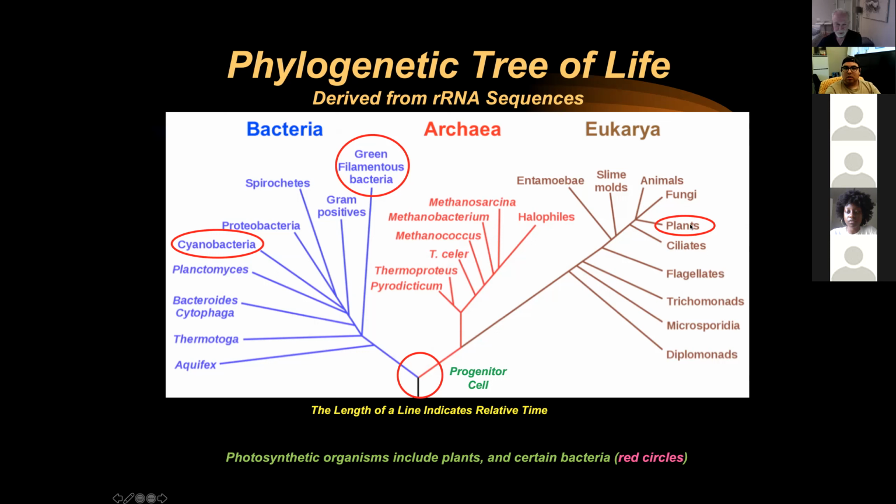I've made 3 more circles: the plants, the green filamentous bacteria, and the cyanobacteria, because all life on Earth depends on them, and that's because they photosynthesize. They convert the sun's energy into chemical energy. And we'll talk mostly in this course about plants, but keep in mind that not only plants, but certain bacteria can also make food. And everybody else eats it.